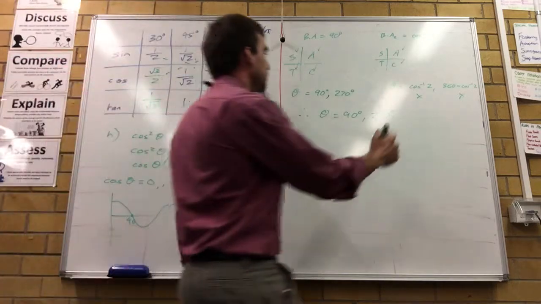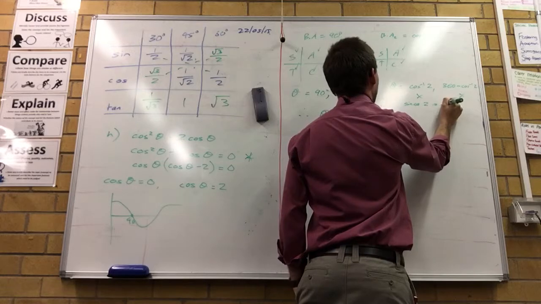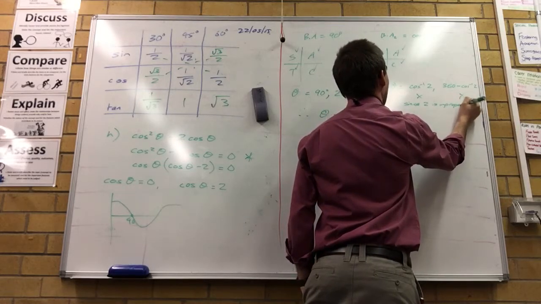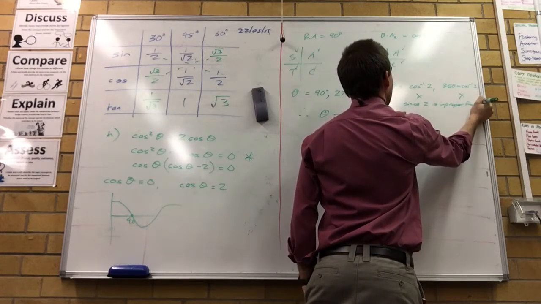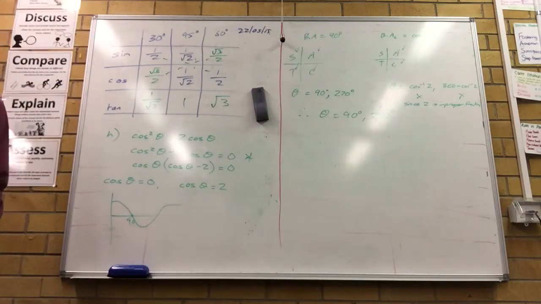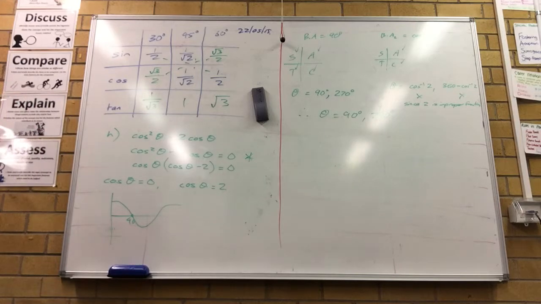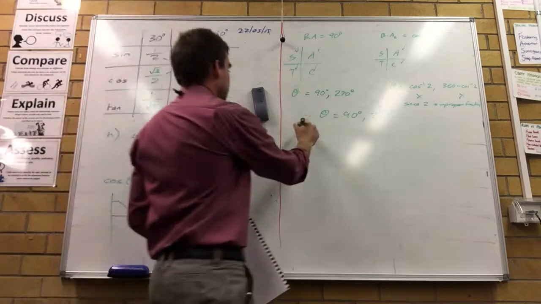Since 2 is an improper fraction, cos 90 and 270 only works. So now that is the exercise.